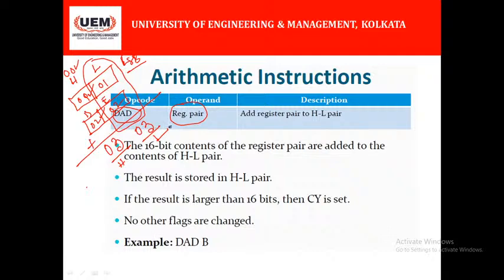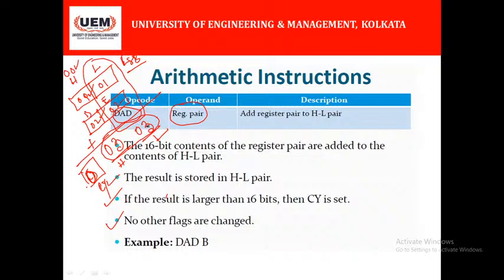After this 16-bit addition operation, the result or sum is going to be stored in the HL register pair. If the result is larger than 16 bits, then obviously the carry flag will be set to 1, otherwise the carry flag will remain 0. No other flags are changed in this operation, because this summation we are storing inside the HL register pair, not in the accumulator.